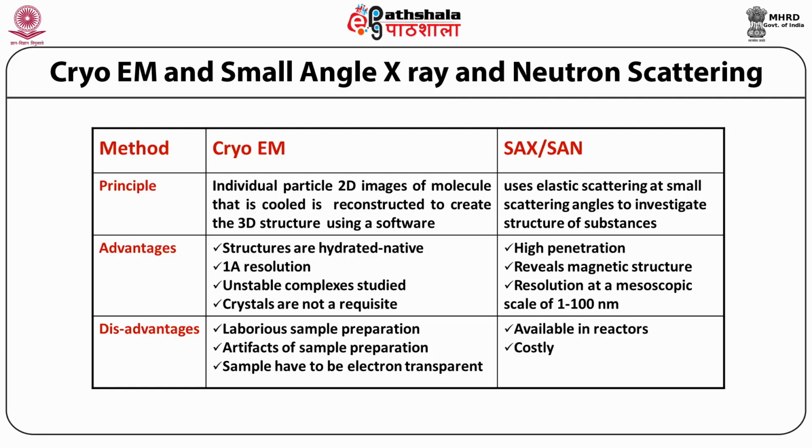Now, coming to SAXS and SANS. The principle is that it uses elastic scattering at small scattering angles to investigate structures of substances. The advantage is that it has high penetration, reveals magnetic structure, and has resolution at the mesoscopic scale of 1 to 100 nanometers. But the limitations are that it's available only in reactors and is extremely costly.